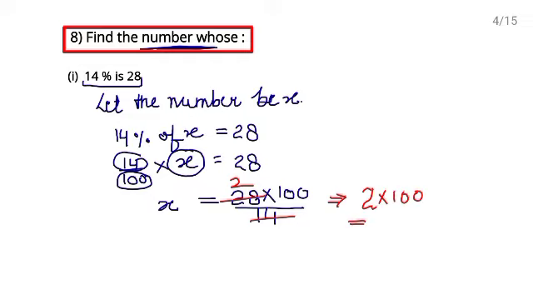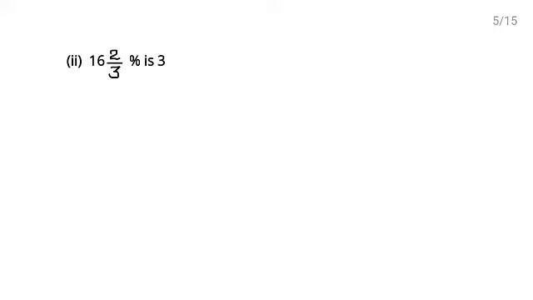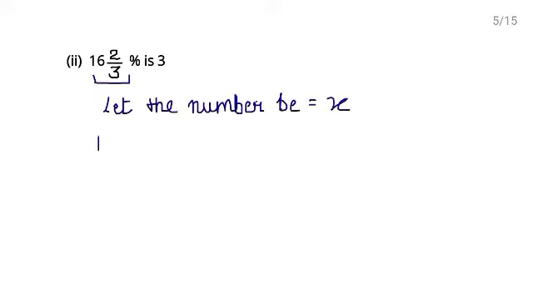This is 200. This is your answer. Next, second part. Again, find the number whose 16 whole 2 upon 3% is 3. Okay, so let the number be, मान लेते हैं नंबर क्या है, x. Now 16 whole 2 upon 3% of x is 3. They have given in the question.